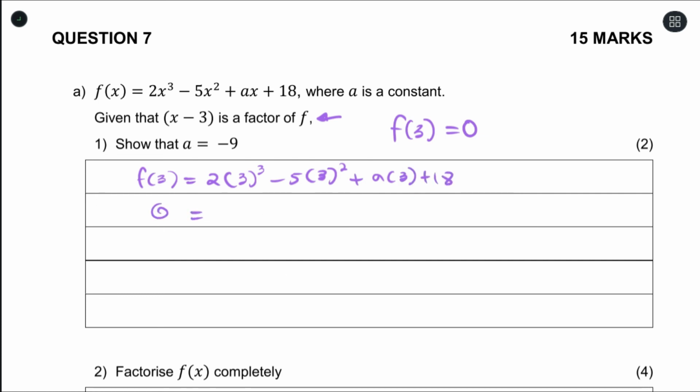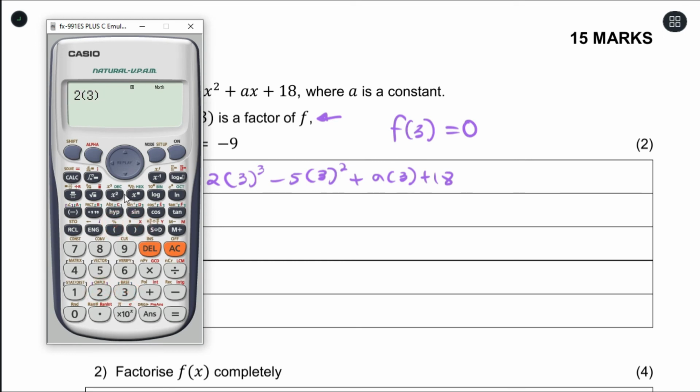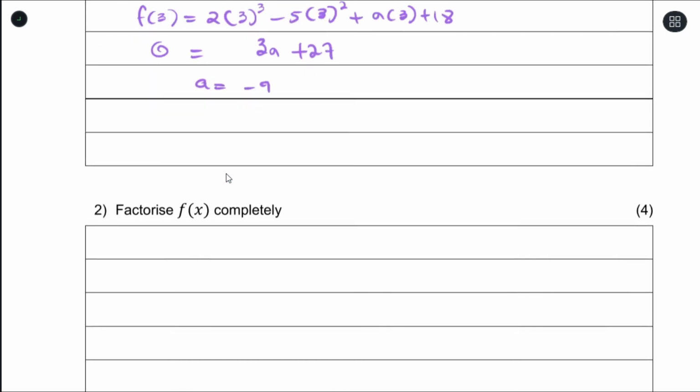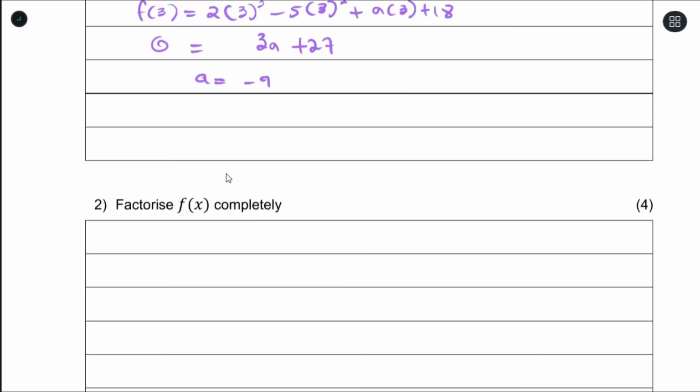Yeah, so we know this is 0, and that will be 27, so we have 3a plus 27, so therefore a will be negative 9, which is exactly what they wanted over here. That's it. Now in 2, it tells us to factorize completely. Now our equation is now going to look like this. F of x is equals to 2x cubed minus 5x squared, then now we have this, negative 9x plus 18.